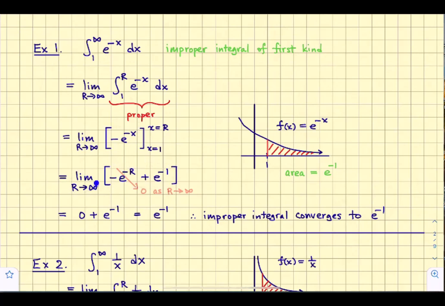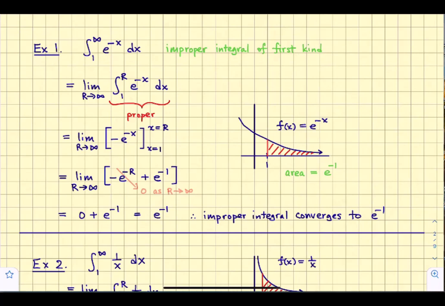So now we need to take the limit of this expression as r goes to infinity. Now as r goes to infinity, this is a decaying exponential, so this term goes to 0. This is just a constant, so it's not affected by the limit as r goes to infinity. We simply get 0 plus e to the minus 1, which comes out to be e to the minus 1.